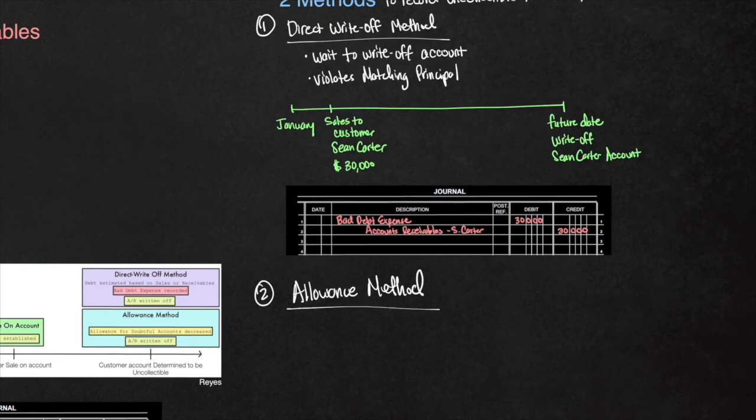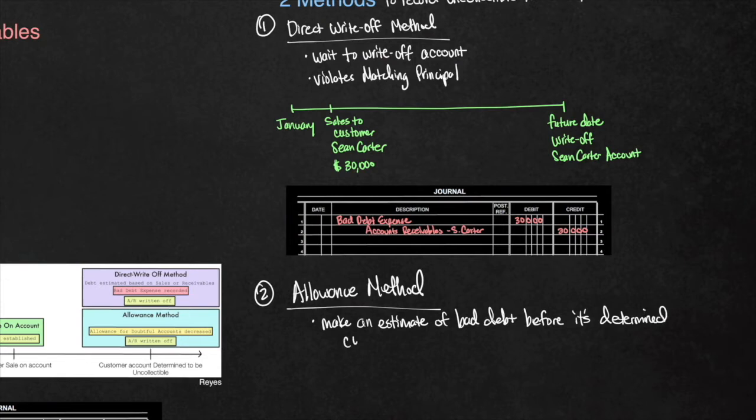Make no mistake, when a company chooses a method, they're going to choose one or the other, direct write-off method or allowance method. Some facts about the allowance method: it makes an estimate of bad debt expense at the beginning of the period, or before the start of the new period. So it makes an estimate of bad debt before it's really determined that a customer will not pay. This is important to note because you're recording the bad debt expense right away, even when you don't know which customers are not going to pay you.